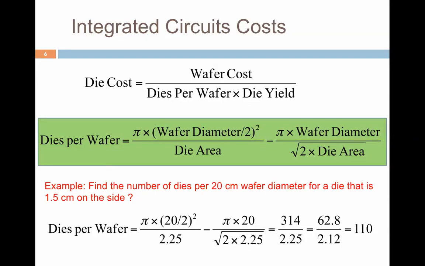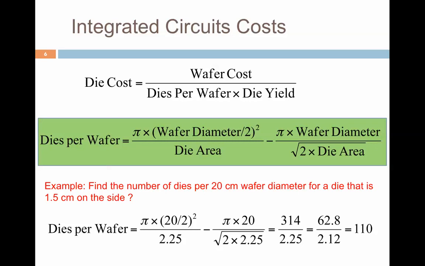So the number of dies per wafer will be nothing but pi into (20 by 2) the whole squared, divided by 2.25, minus pi into 20 divided by the square root of 2 into 2.25. So you subtract those dies along the edge, and you get around 110 dies per wafer.